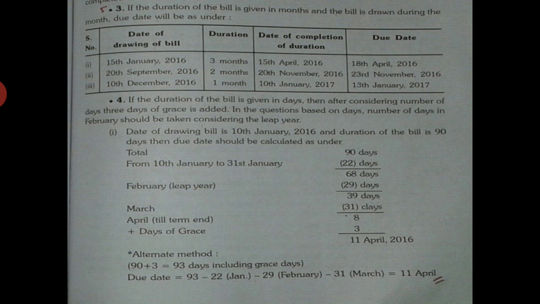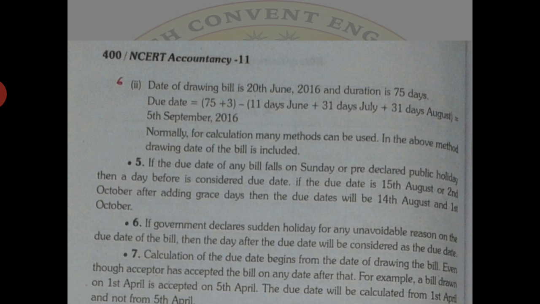Okay, now the date of drawing of bill is 20th June 2016 and duration is 75 days. Then including 3 more days you will have 78. So how many days of June? 11. 31 days of July, 31 days of August. So it becomes 5th September 2016.